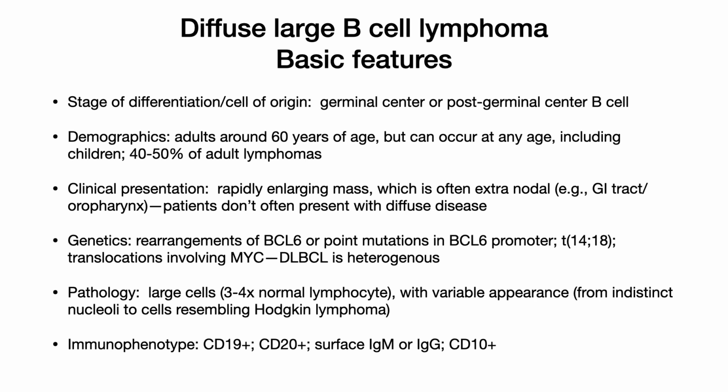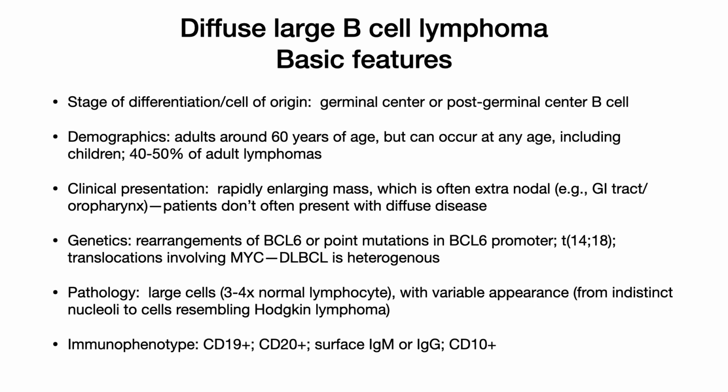They see rearrangements of BCL6, or point mutations in the BCL6 promoter. It says it's very heterogeneous, though. You can see some other ones too, but there's not really one classic one. Like the other ones I've been telling you, where there's usually one classic one and some others, but with diffuse large B cell, it says there's quite a few that can be possible.